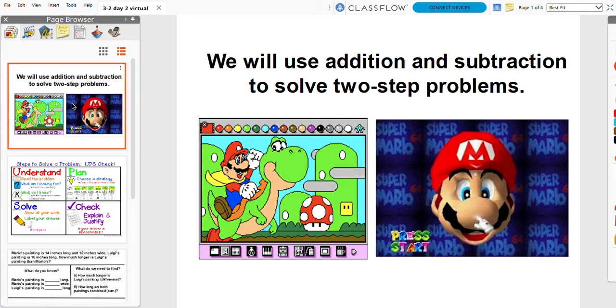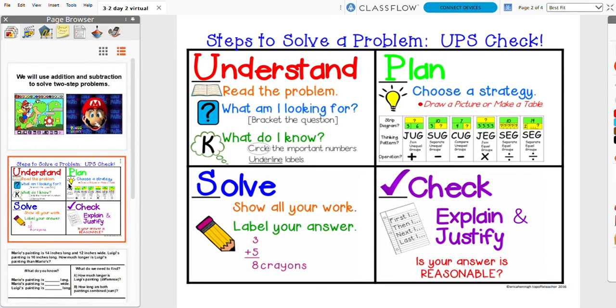Hello, mathematicians. Today we are going to practice two-step word problems with addition and subtraction. And we're going to do that through a plan called UPS. UPS is a way for us to plan a strategy or our approach to some of these word problem situations.